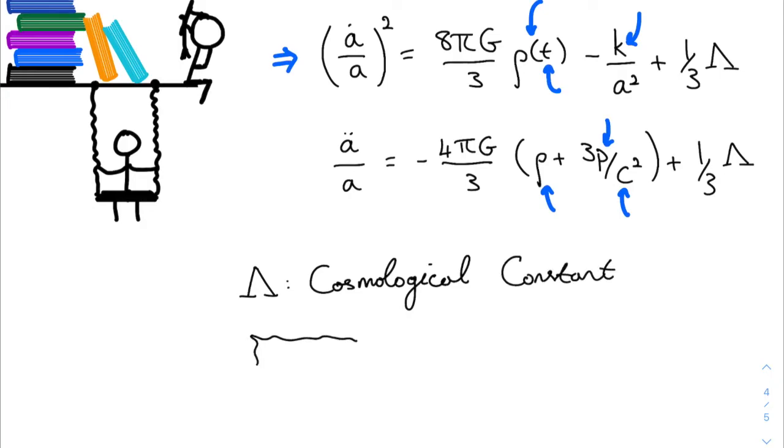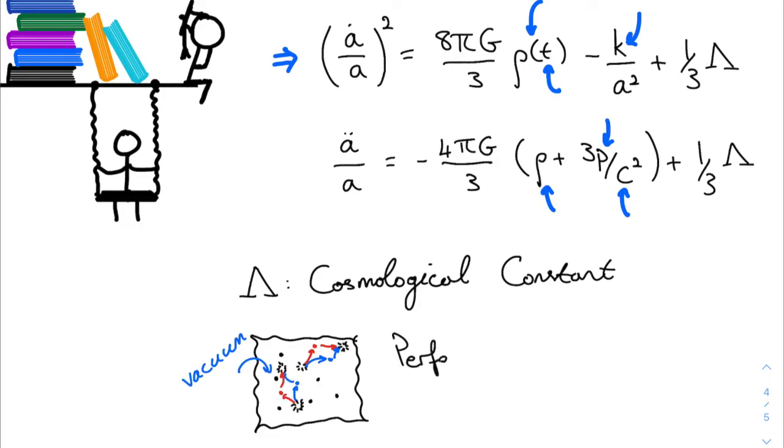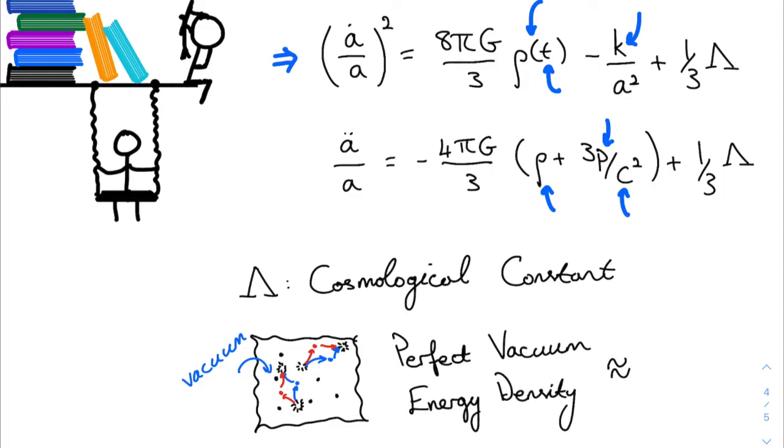This originates from the idea that a vacuum is not perfectly empty. Instead, it has particles and their antiparticles constantly annihilating each other. So in theory, a perfect vacuum has an energy density similar to the cosmological constant. So now we know what each component means.